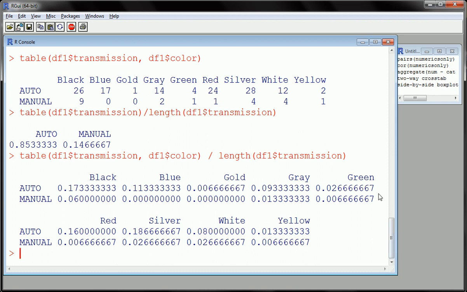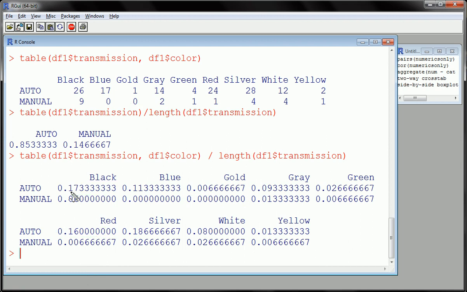Okay, and it just dragged it onto the next line because my font is big. So we see that black automatic cars represented 17.3% of our data set, whereas there were no gold manual cars, right? And we saw that there was zero gold manual cars, so it's 0%. And let's see, there was a lot of red automatic cars. So here, 16% of the data was red automatic cars. Okay, so this is useful.